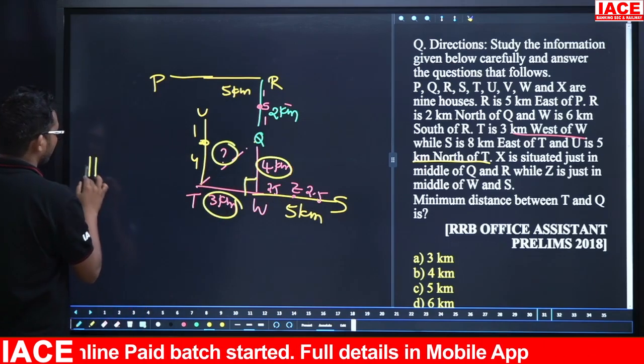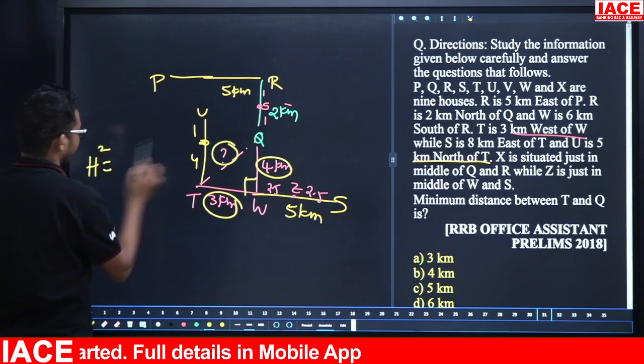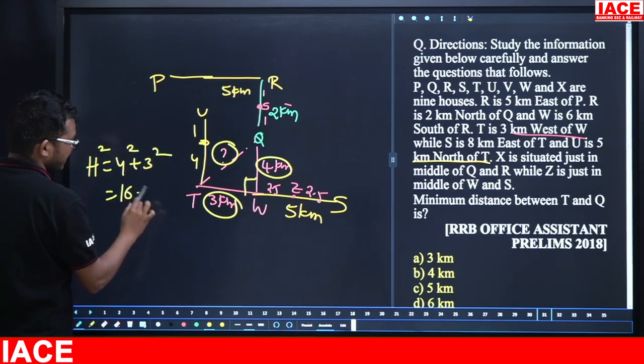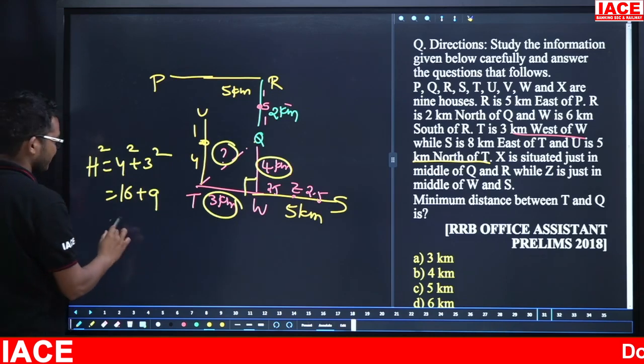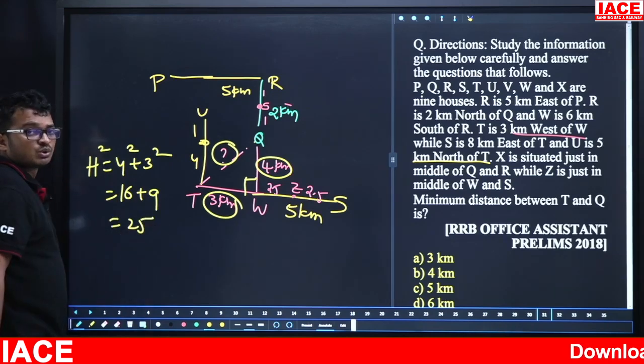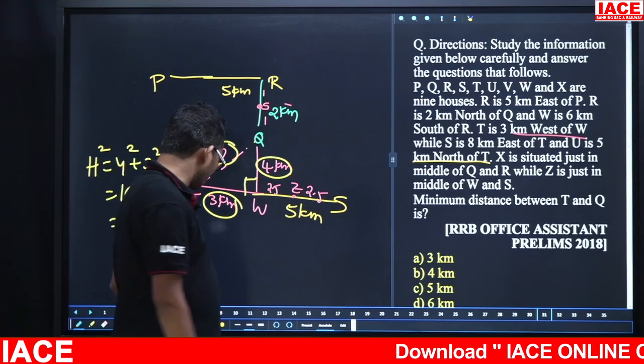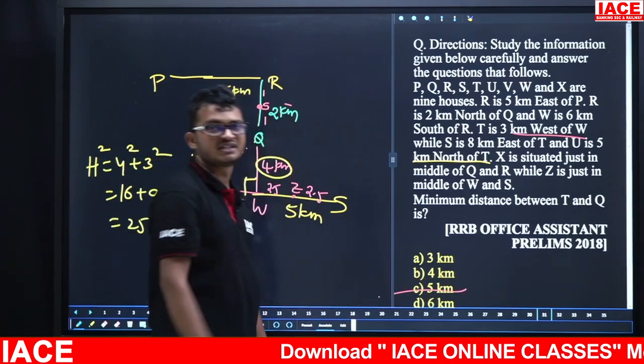Hypotenuse square equals side square plus side square. One side 4 square, other side 3 square. 4 square is 16, 3 square is 9. Total is 25. H square equals 25. H equals plus or minus 5. But distance is always positive. So the answer is 5 kilometers. Option C is the answer.